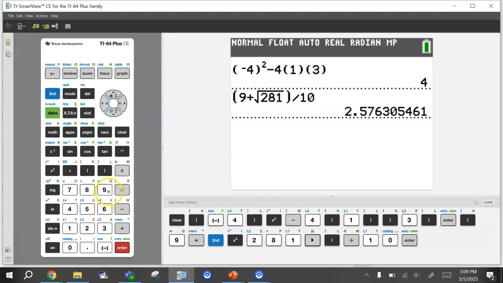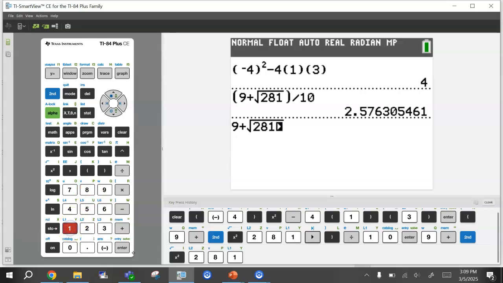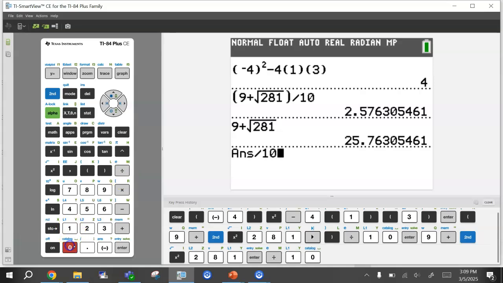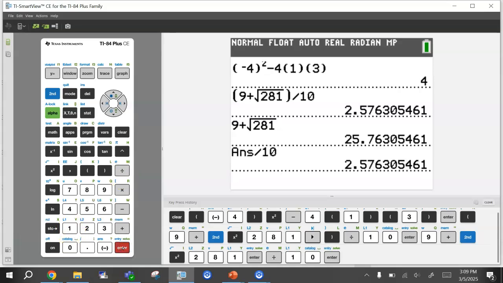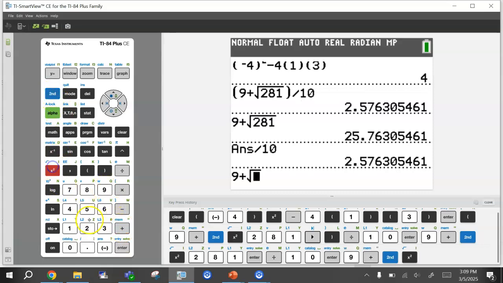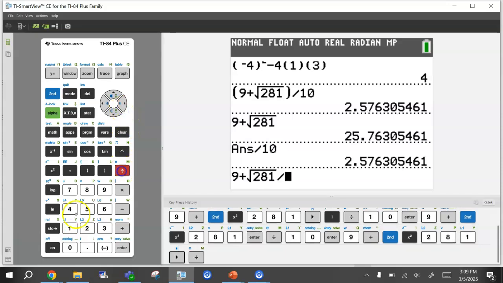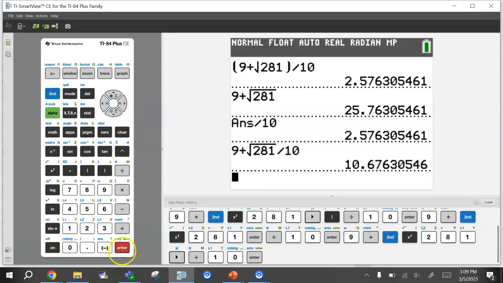The other way you could do it is you could do 9 plus the square root of 281, hit enter and get that decimal, and then hit divide by 10, and you'll get the same answer. What you cannot do is type in all of this at once, because then your calculator is doing order of operations and it's only dividing the square root of 281 by 10. So make sure you always either put parentheses around the numerator or do it in the 2 separate steps.